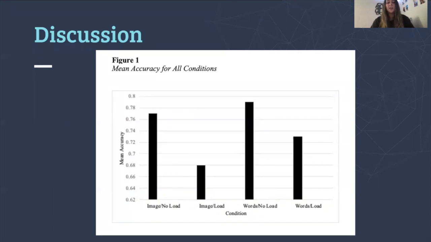You could see here that the words no load condition was the highest accuracy out of all four. And then the image no load is very close to the number of right answers in the words no load, so you can see that there's not really an interaction here. But if you compare image no load to load for both, you could see that there's a significant difference between both of them.